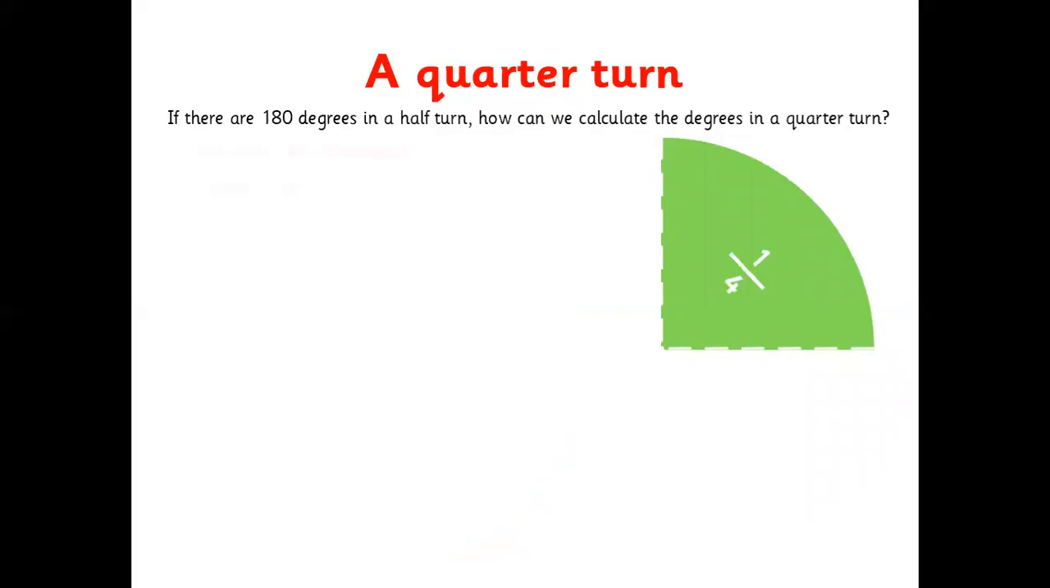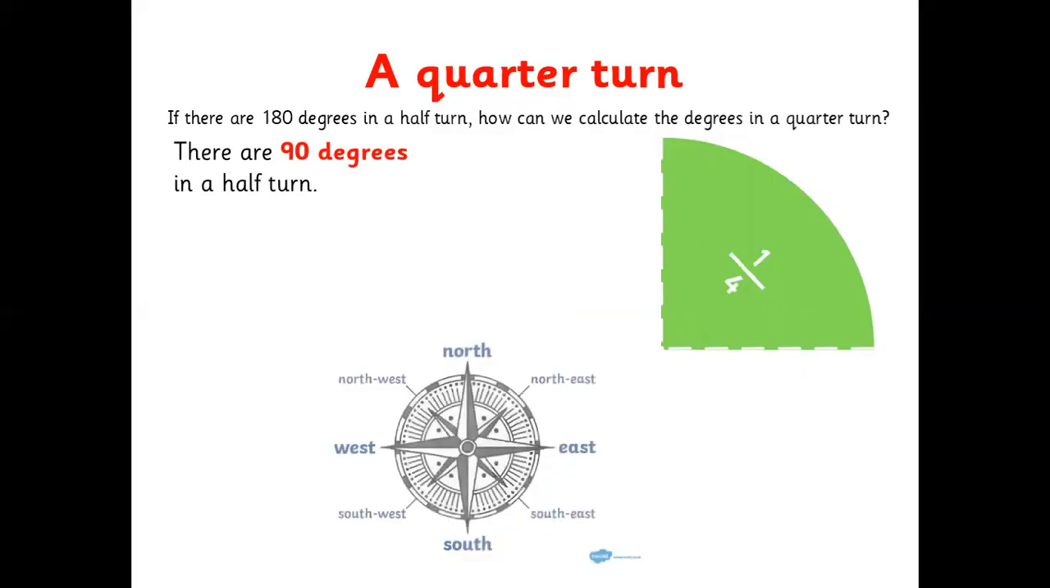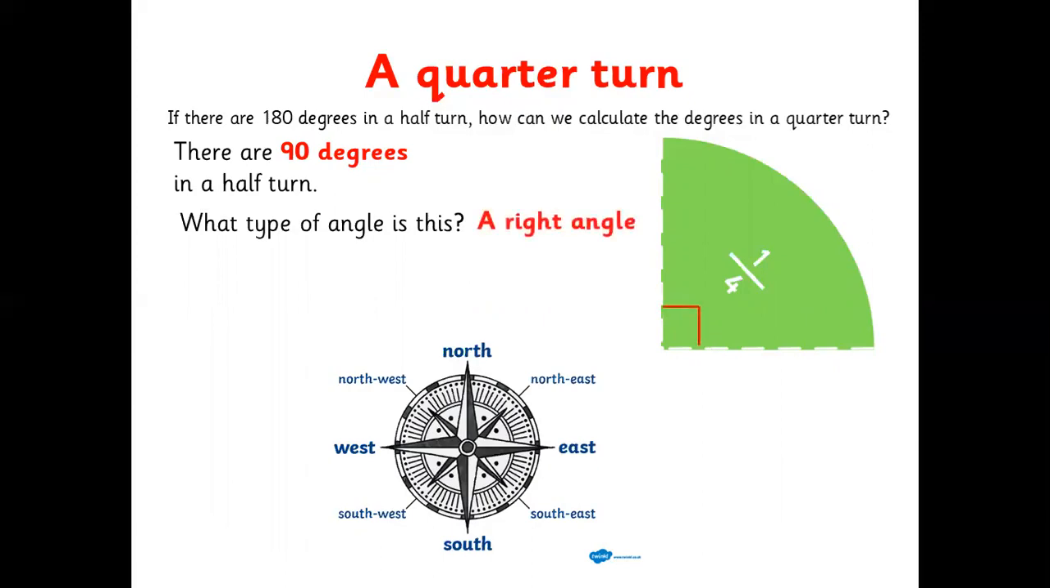So in a quarter turn, well done if you said that there are 90 degrees. Can you remember what type of angle this is? If you look in this section here, that might help you remember. Well done if you said a right angle. And remember that there are 90 degrees in a right angle.